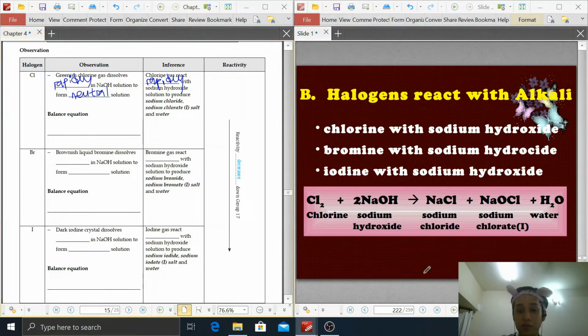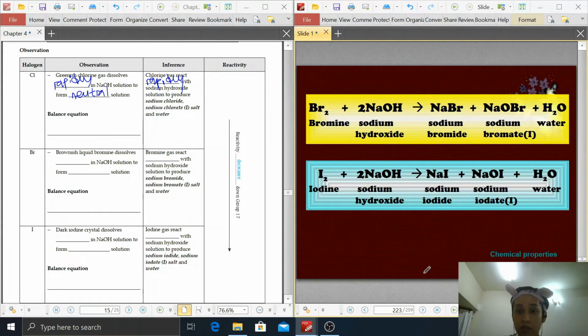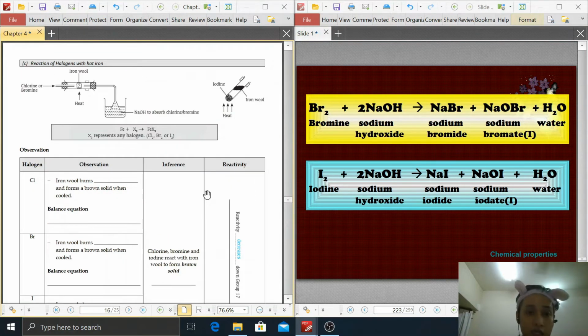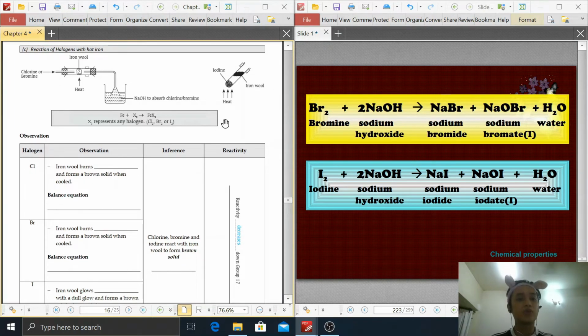I'm going to show you the chemical equations for bromine and also iodine. You will get sodium bromide, sodium bromate, and water. For iodine, you're going to get sodium iodide and sodium iodate. It's important that you remember the products of the reaction, because they will ask you to write the balanced chemical equation. So that is the reaction with alkali. The final reaction of halogens is with iron.